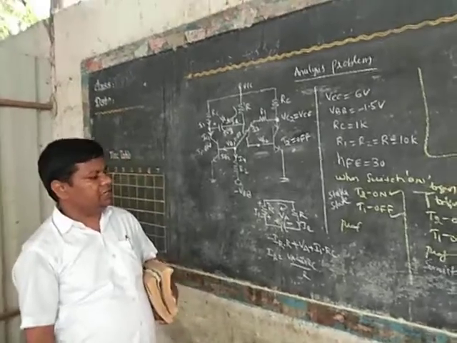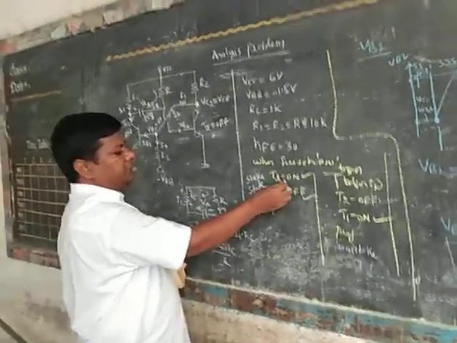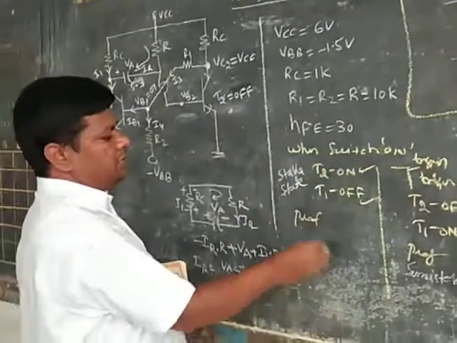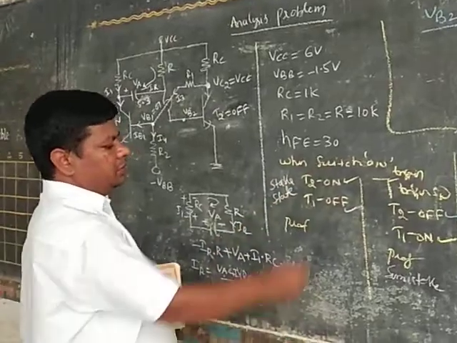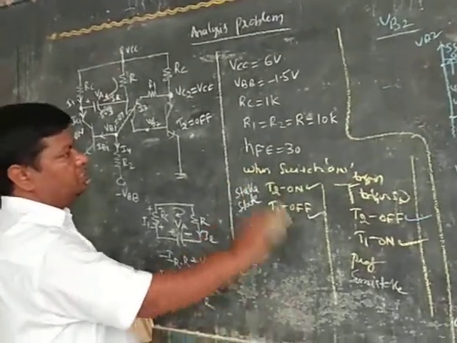Once again, the transistor is on means its base current is greater than or at least equal to the minimum base current. IB2 greater than or equal to IB2 minimum. Then how to verify that it is off: its base voltage is less than 0 volts.